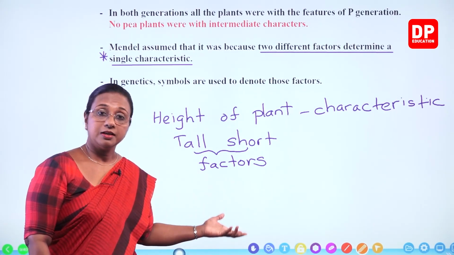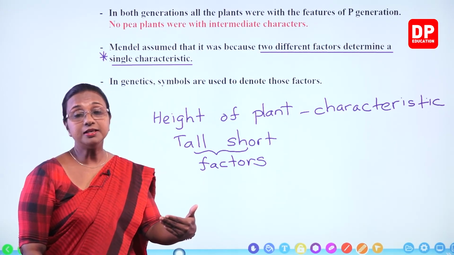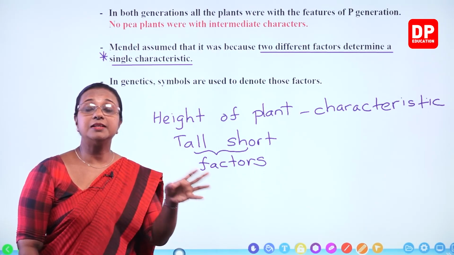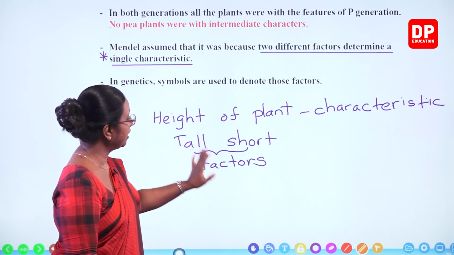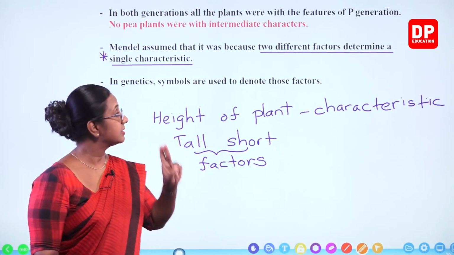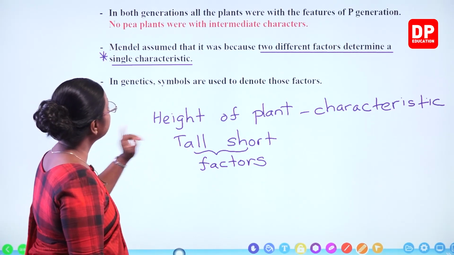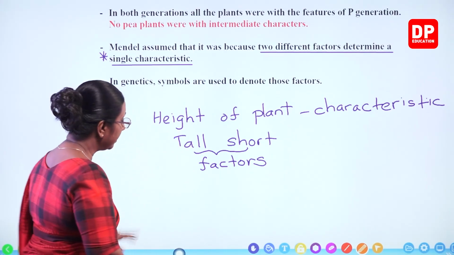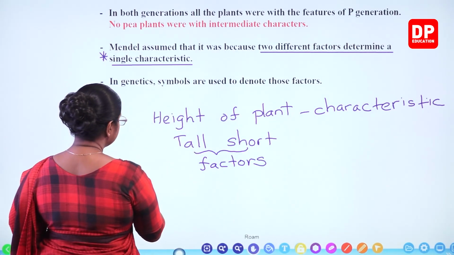Then if you take color of flowers, that is the characteristic. Purple and white are the factors. The factor responsible for purple color, factor responsible for white color. Or factor responsible for tall plants, factor responsible for short plants. So, two factors determine each character. In genetics, symbols are used to denote those factors. So, I will explain that also here. Again, we will be discussing it in the other slides as well.